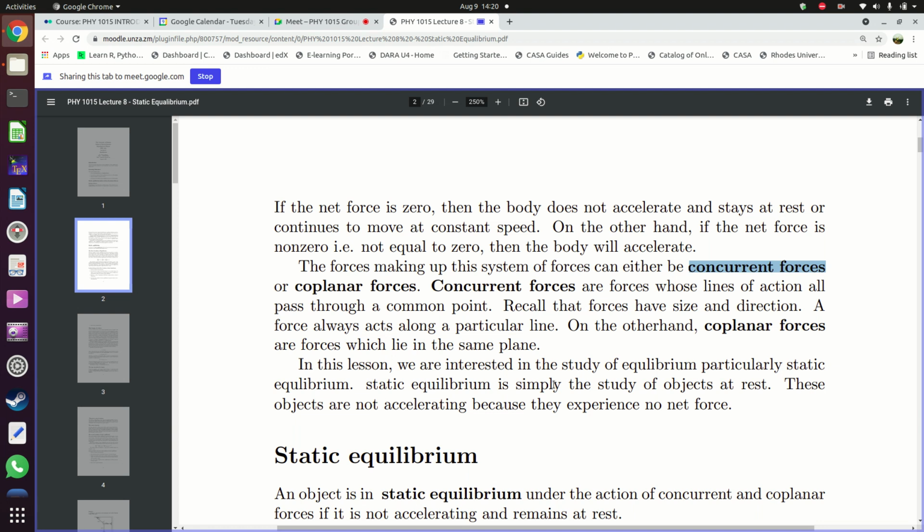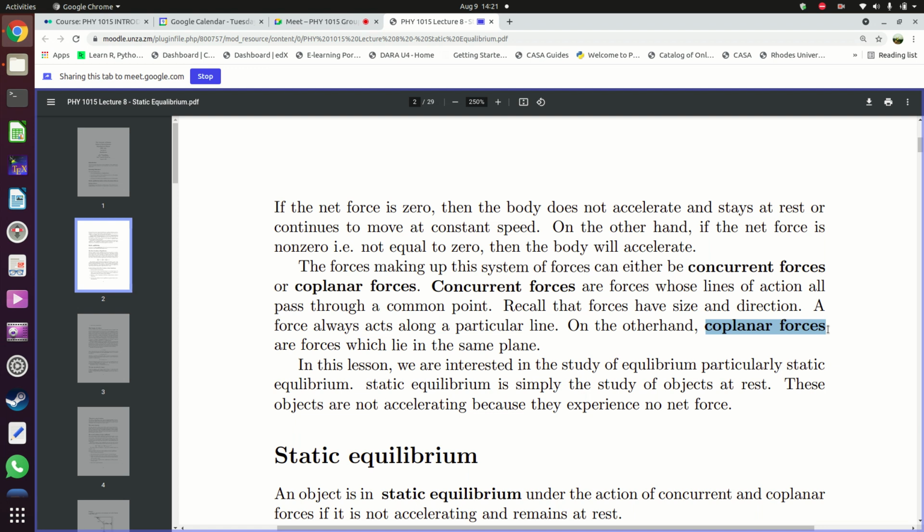So, since we have this system of forces, which is a bunch of forces acting on a particular object, these forces can act through a common point. If the lines of action of forces are passing through a common point, then these forces are called concurrent forces. On the other hand, if these forces don't pass through a common point but they lie in the same plane, like a piece of paper, then those forces are called coplanar forces.